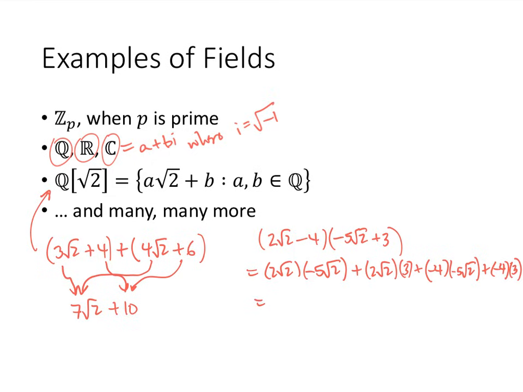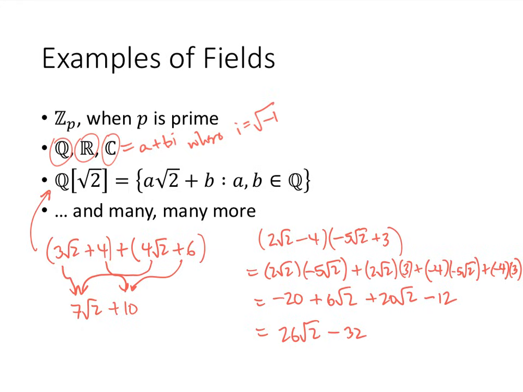Now I'm going to simplify these. 2 radical 2 times negative 5 radical 2 is going to be negative 20. 2 radical 2 times 3 is going to be 6 radical 2. Negative 4 times negative 5 radical 2 is plus 20 radical 2. And then negative 4 times 3 is negative 12. Then again, I just collect like terms. So 6 radical 2 plus 20 radical 2 is 26 radical 2, and negative 20 minus 12 is minus 32. So that's how this field works. That's how you add, and that's how you multiply.